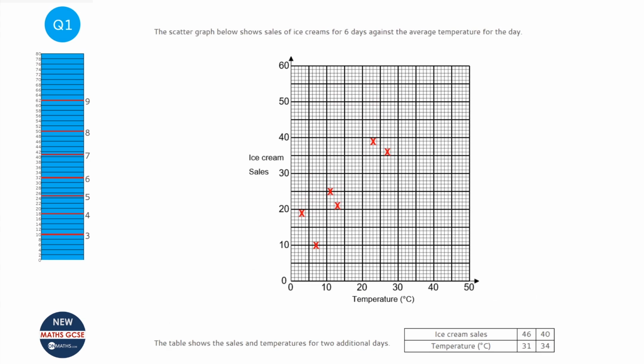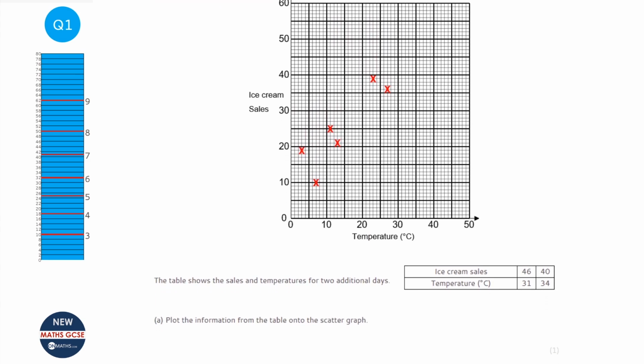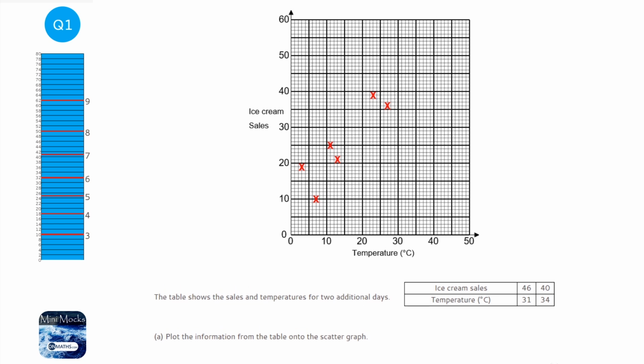Okay, so we've got a scatter graph question, and the first question asks us just to plot the information from the table into the scatter graph. So we've got ice cream sales at the top and temperature at the bottom, which is not the same way around as on the graph, so we've just got to be careful. The ice cream sales are 46, which is here on the scale, and the temperature is 31, which is here on the scale. And just check that you're looking at the scale correctly.